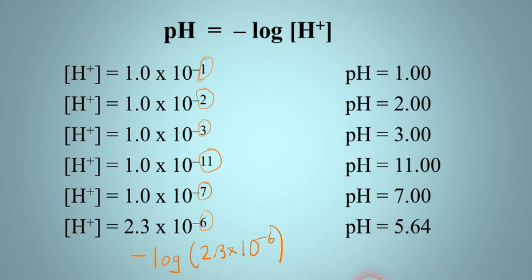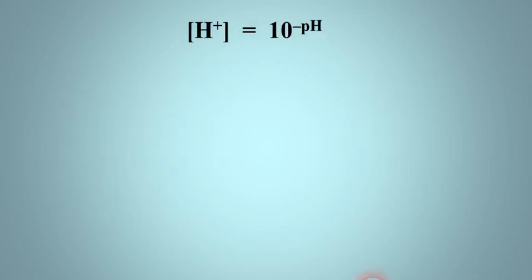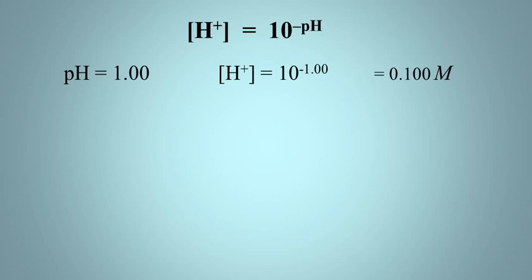Now, if you're going in the other direction, if you're given the pH and you're asked to find the H plus concentration, then this is how you would do that. It's 10 to the negative pH is going to be the H plus. So if you have a pH of 1, for example, you know that your H plus will be 10 to the negative first power. And you can plug that into any scientific calculator and get that the answer is 0.1 molar, 0.1 moles per liter.